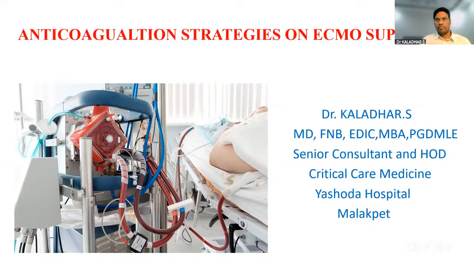So this is a very paramount, important thing when we start ECMO, because ECMO being the extracorporeal circuit with artificial endothelium, I can say there is no endothelium as such, but it's an artificial lining. So where the blood gets exposed, because of which there is a tendency the blood can clot. So to prevent thrombosis, we need to maintain the blood in an anticoagulation status. So that is the reason we need anticoagulation strategies.